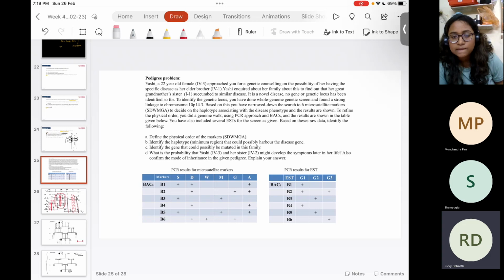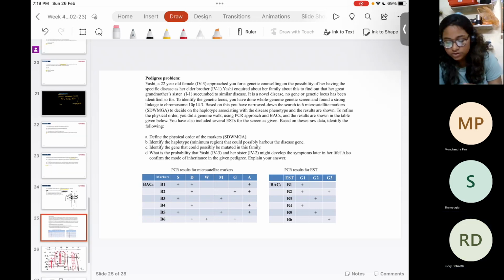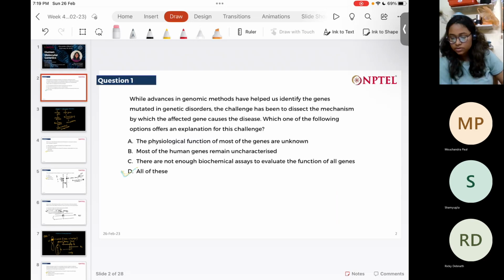The first, one to three questions, can you repeat them? Sure. So this was the first question. While advanced genomic methods have helped us identify the genes mutated in genetic disorders, the challenge has been to dissect the mechanism by which the affected gene causes the disease. Which one of the following options offers an explanation for this challenge? So you have to identify which of these options are a challenge when people are trying to identify the gene which is the cause of a particular disease.